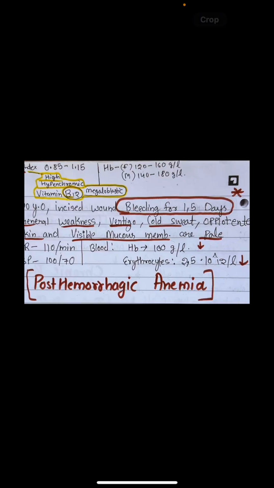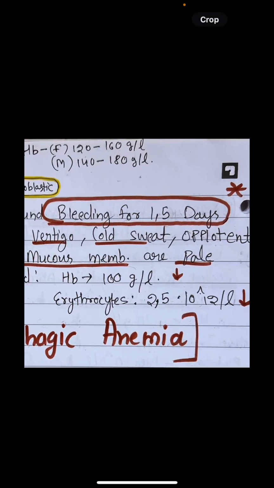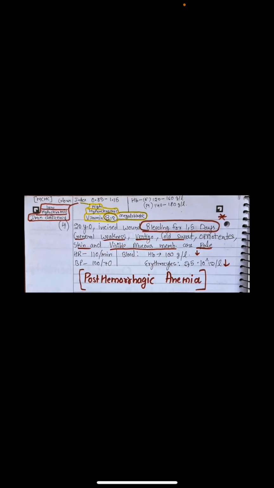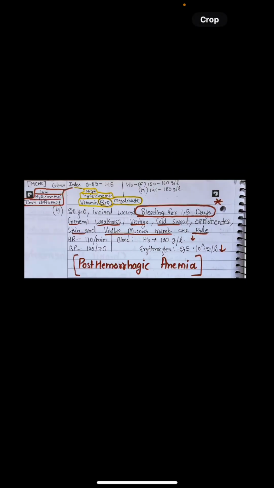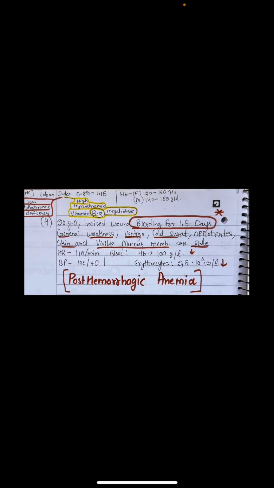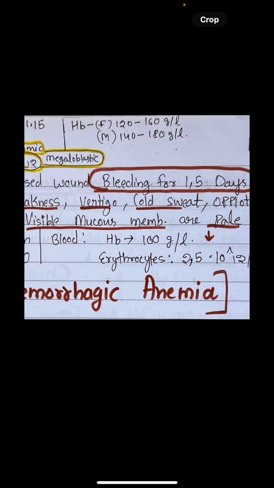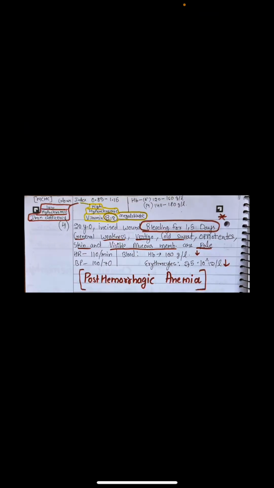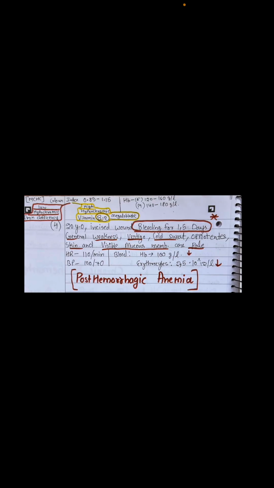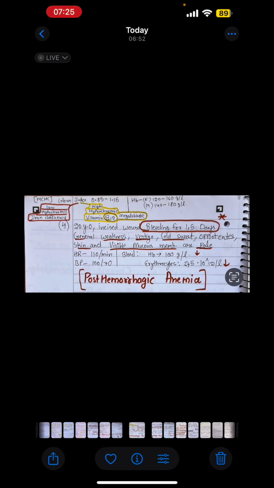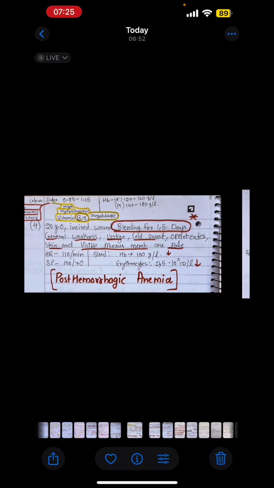Next case is again about post hemorrhagic anemia. The patient was bleeding for 1.5 days, and due to this he got post hemorrhagic anemia. So he lost iron, he lost hemoglobin, you can see he lost erythrocytes, general weakness, vertigo, fatigue, and all of those things you know about. Visible mucous membrane, pale skin, a lot of things are given in the question. So post hemorrhagic anemia because the patient overbled.